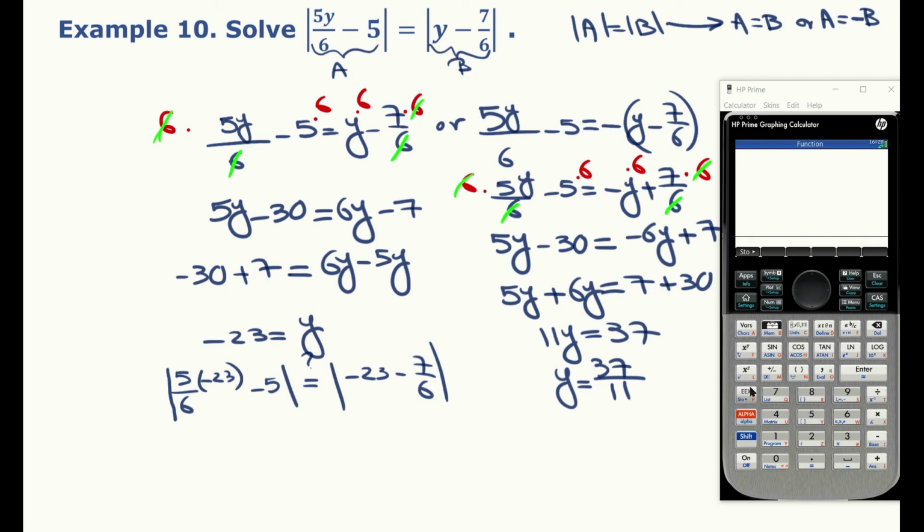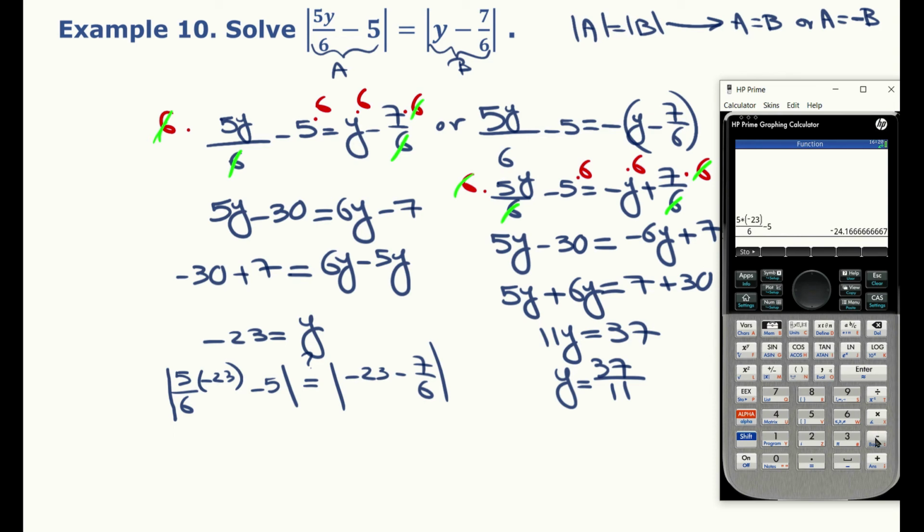So we get 5 times negative 23, that's going to be over 6, and then we exit that fraction and put minus 5. All right, so we hit enter and we keep track of that. All right, now let me go ahead and calculate this one.